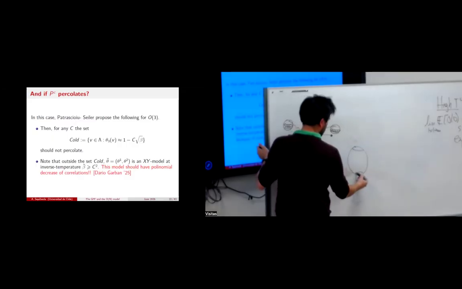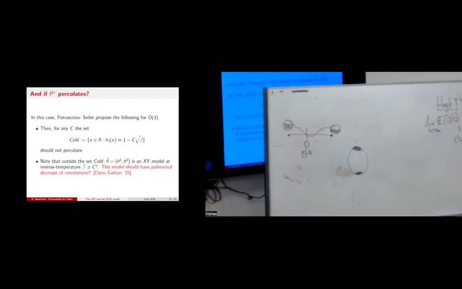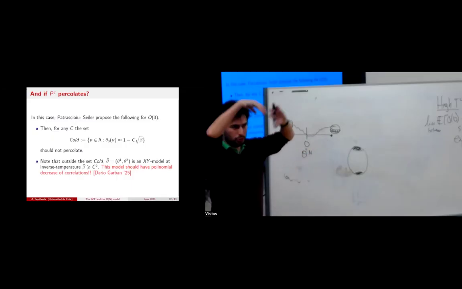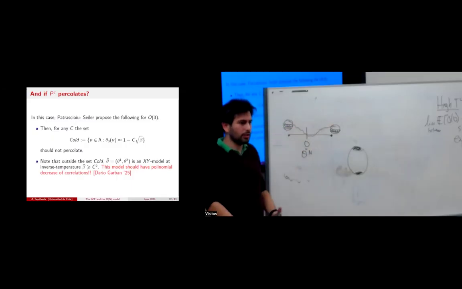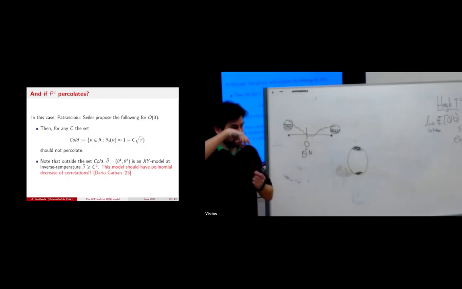It's everywhere. I am cold everywhere except in these forbidden zones. Okay. So I claim that if the set P complement percolates, it means that I have a lot of zeros going around. So the set where I'm cold, the sets where I am either here or here, should be pretty small. Agree? There should be small islands. They should be pretty isolated. And everywhere else, my XY model is now an XY model at low temperature.